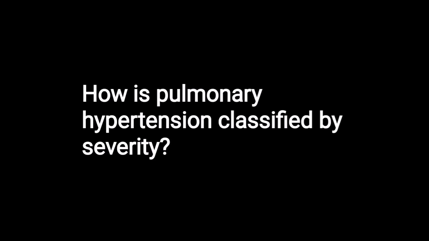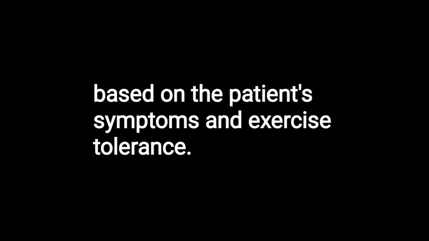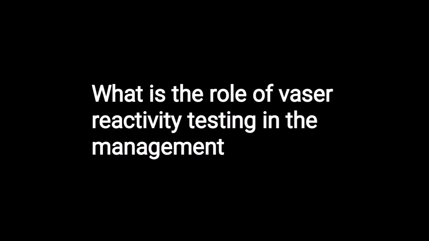Q307. How is pulmonary hypertension classified by severity? A307. Pulmonary hypertension is classified into 4 functional classes based on the patient's symptoms and exercise tolerance. Q308. What is the role of vasoreactivity testing in the management of pulmonary arterial hypertension? A308. Acute vasoreactivity testing, typically with inhaled nitric oxide, can identify a subset of PAH patients who may respond well to calcium channel blocker therapy.